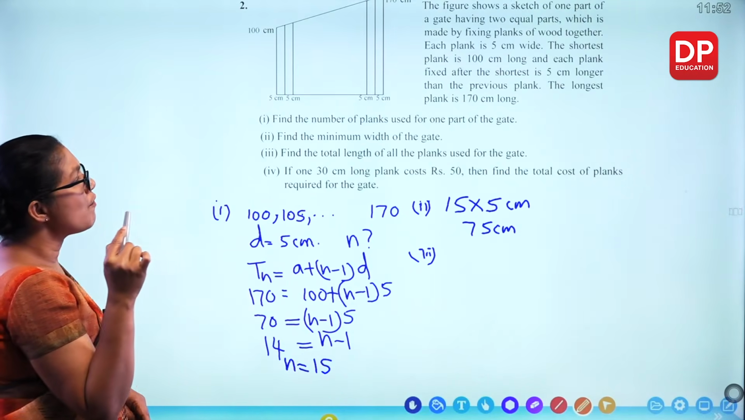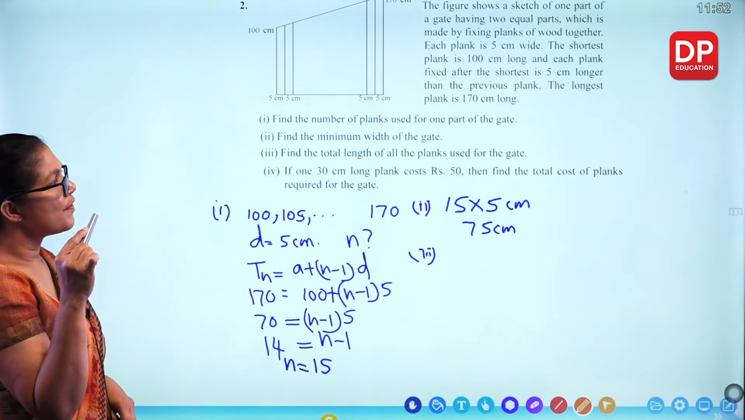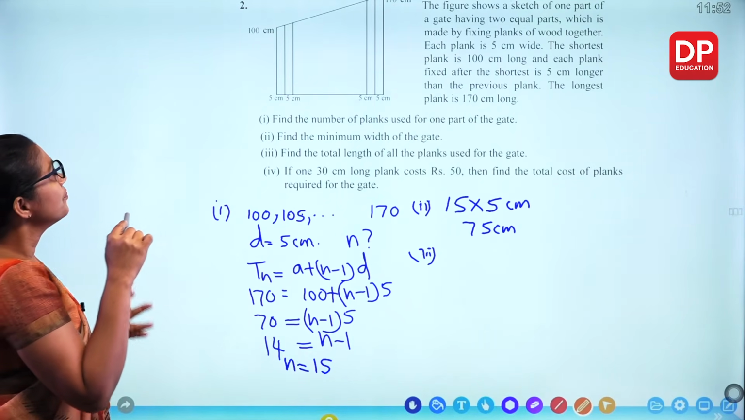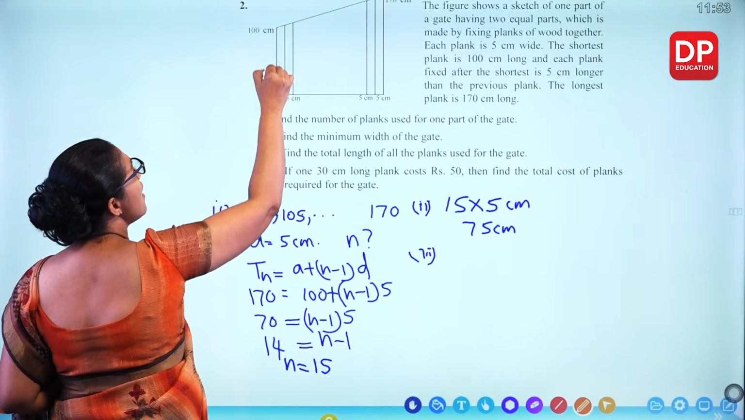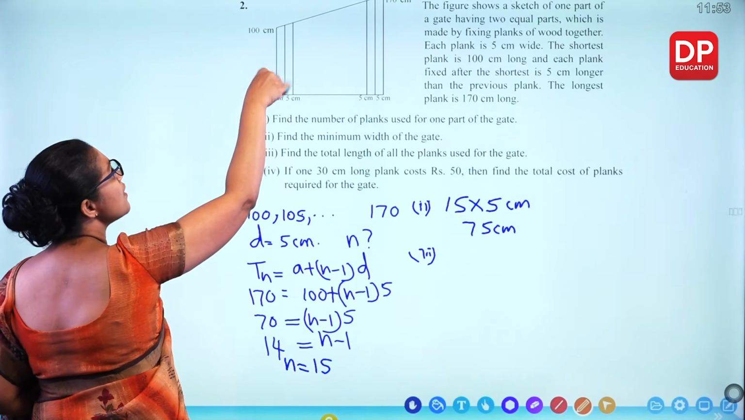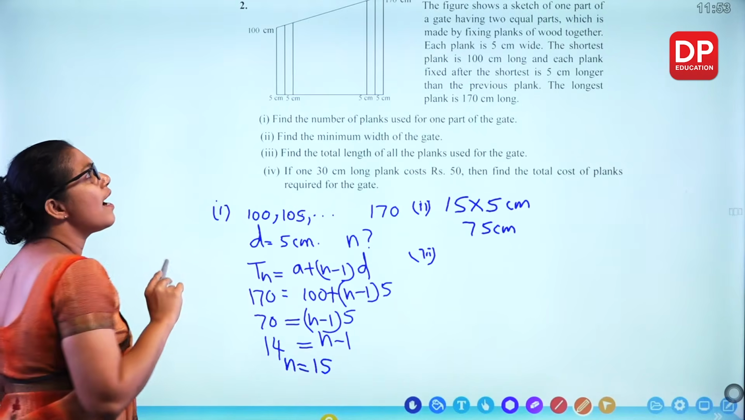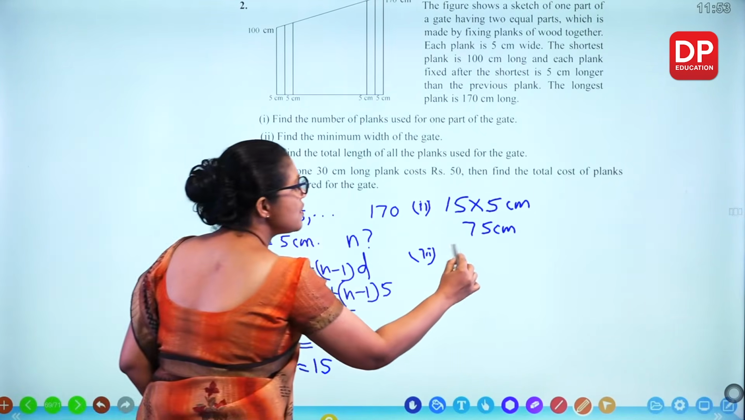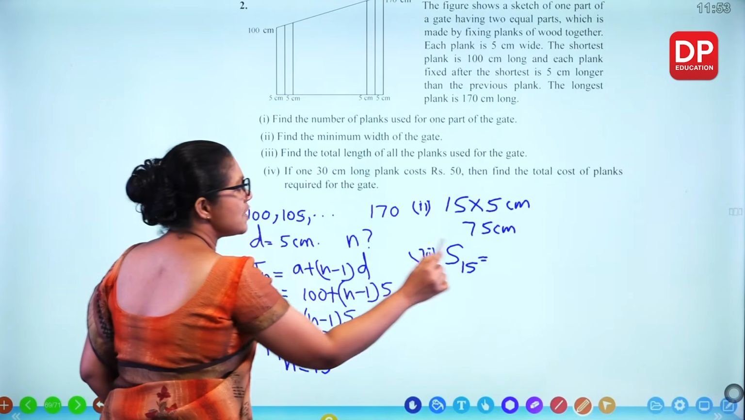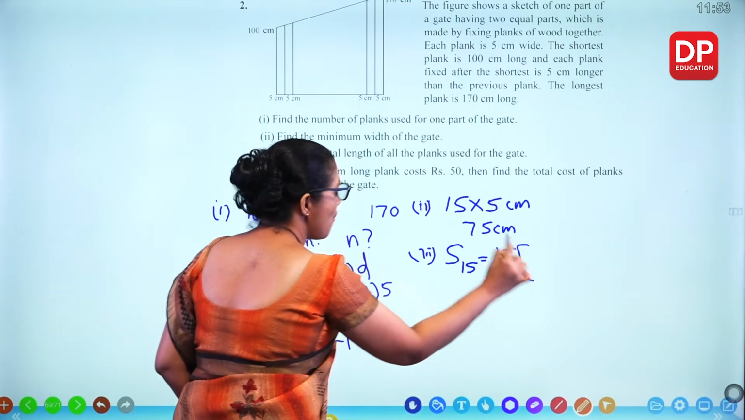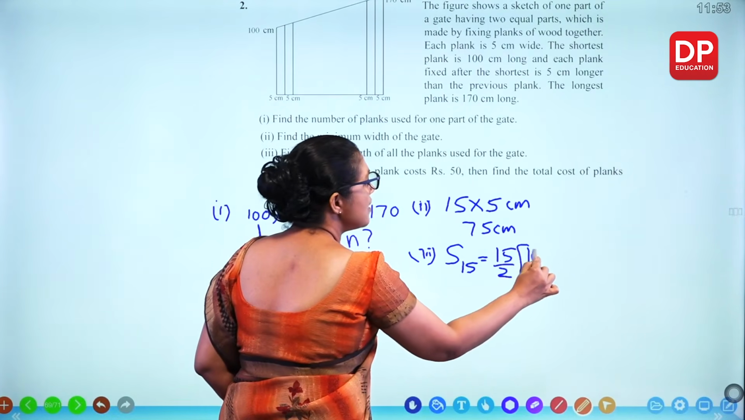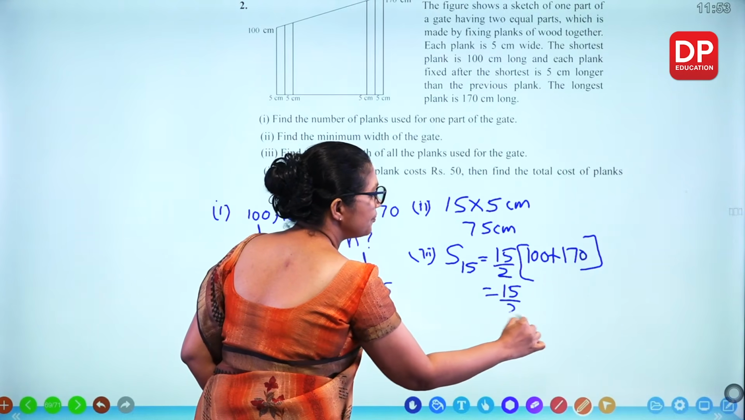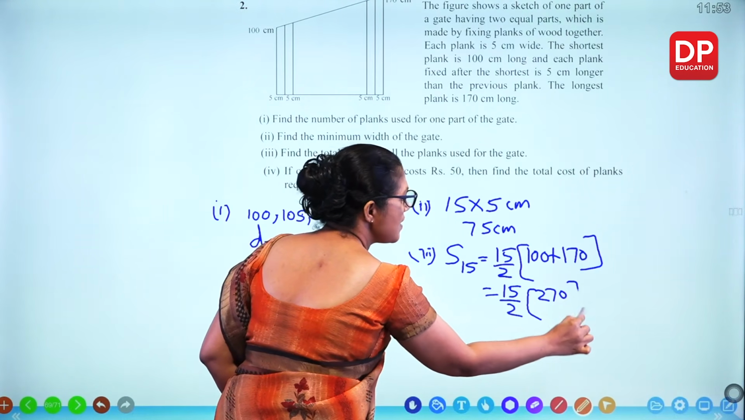find the total length of all the planks used for the gate. So total length. When you take the first one 100, the second one is 105. Likewise the last one is 170. So the sum of 15 terms, S15, they are asking. 15 terms are there. 15 divided by 2, first term is 100, last term is 170. Now when you add, you get 270 there.